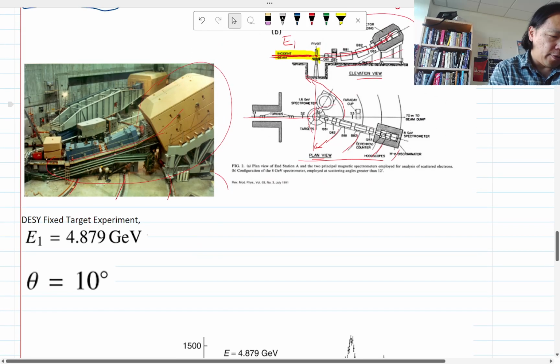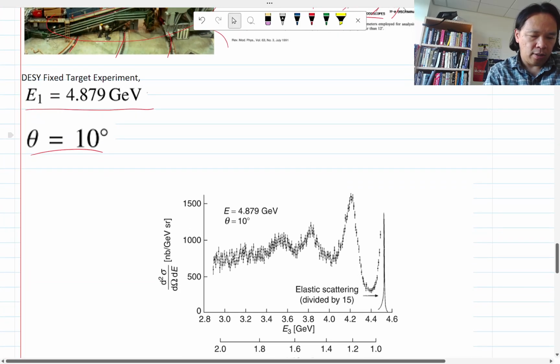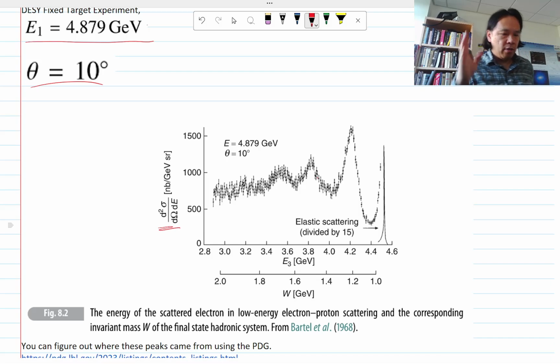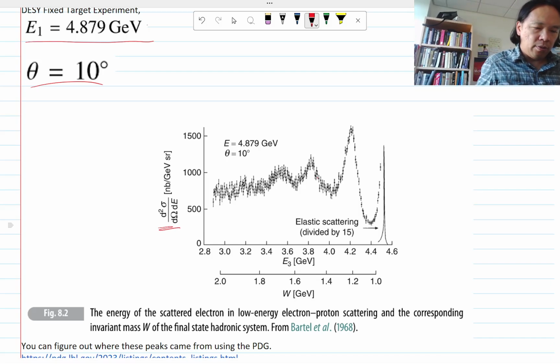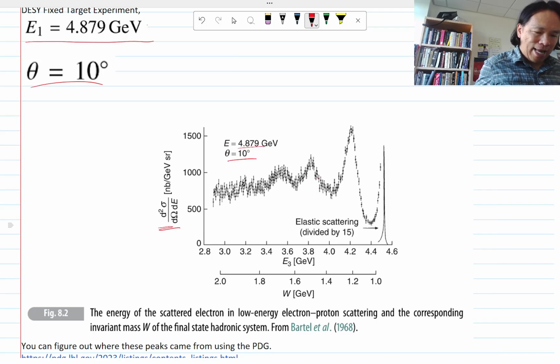Okay, so for example, if the energy of the beam is about 5 GeV, and you move your detector so that it's at 10 degrees, you can measure the cross section, meaning basically how often you will have events, the rate of events that you would get at this particular beam energy and at this particular angle.